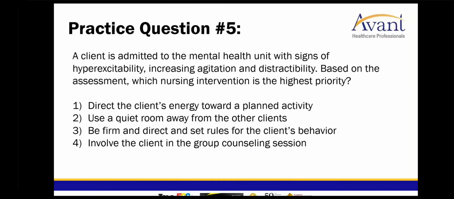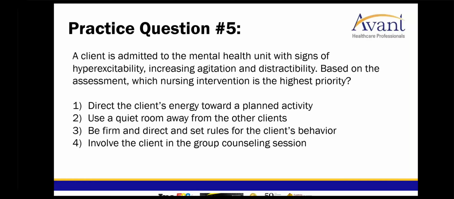A client is admitted to the mental health unit with signs of hyperexcitability, increasing agitation and distractibility. Based on the assessment, which nursing intervention is the highest priority? Well, our answer choices are 1, direct the client's energy toward a planned activity. 2, use a quiet room away from the other clients. 3, be firm and direct and set rules for the client's behavior. 4, involve the client in a group counseling session.